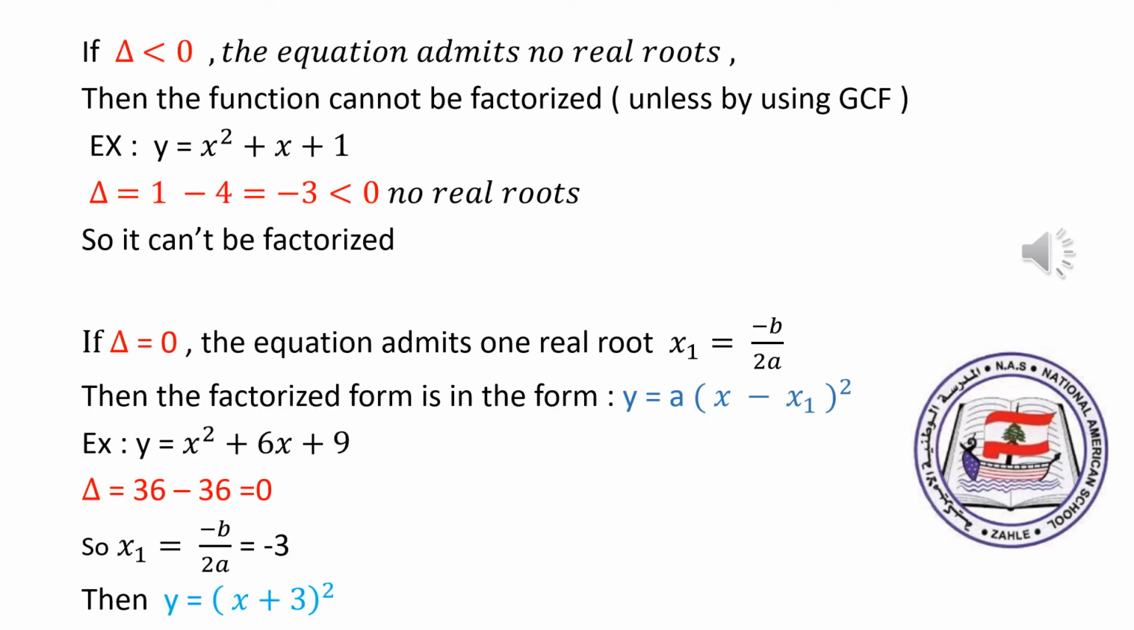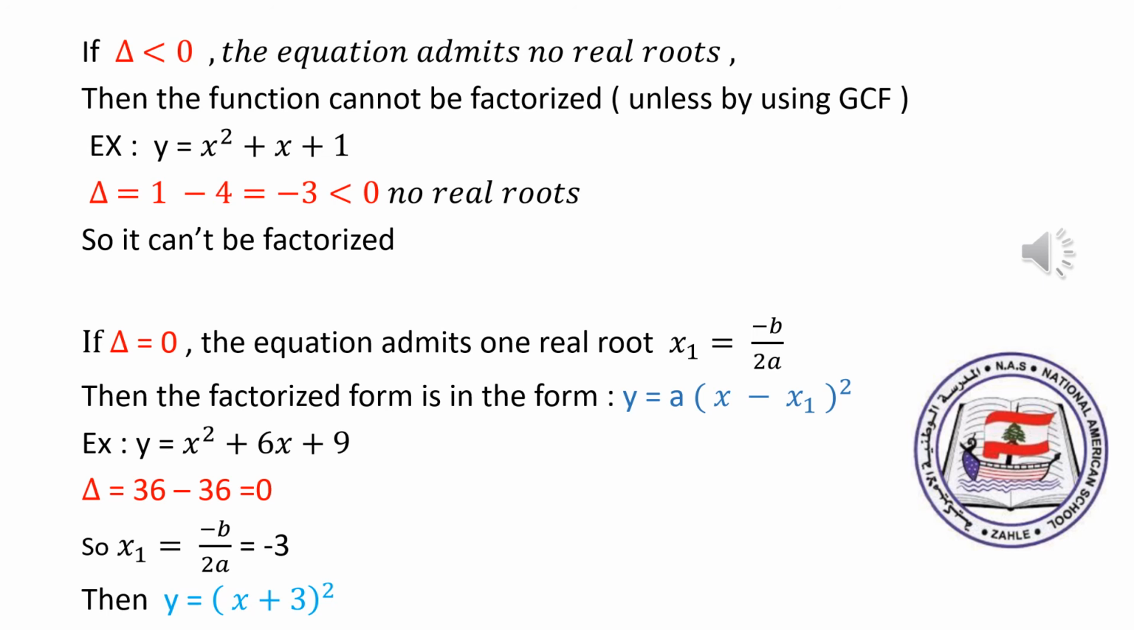If delta is negative, then the equation admits no real roots. We cannot define a value for x, so the expression cannot be factorized unless we have a common factor or common divisor. Example, when y equal x squared plus x plus 1, delta gives a negative value, so this expression cannot be factorized.